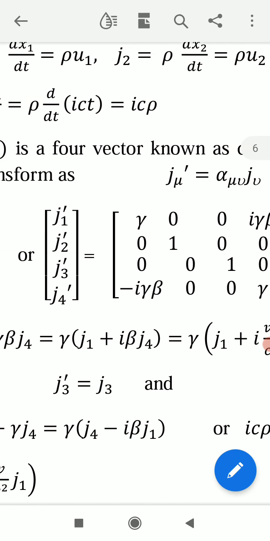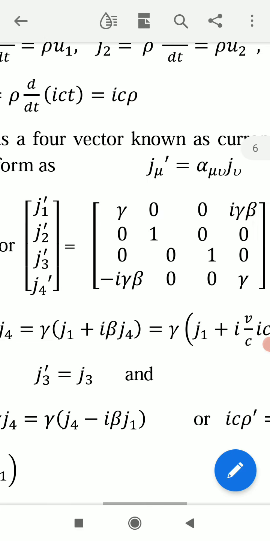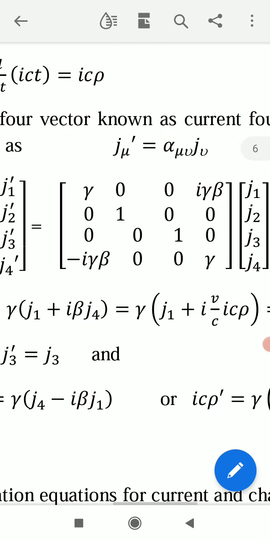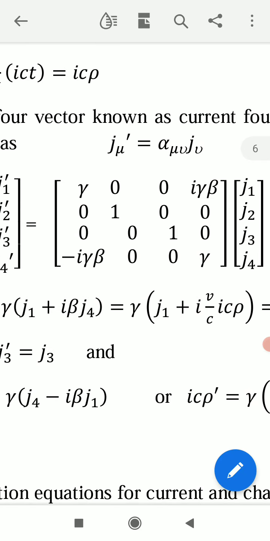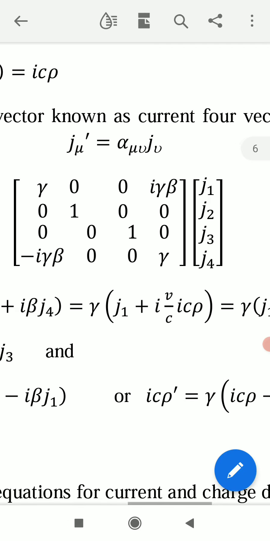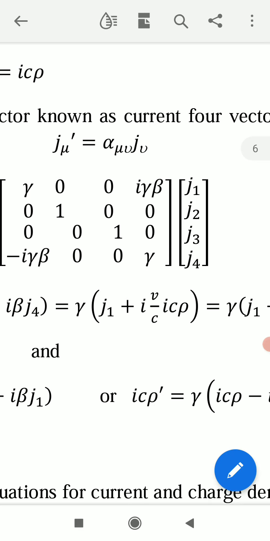J mu dash is this column matrix having 4 components J1 dash, J2 dash, J3 dash, J4 dash. And alpha mu nu is this square matrix having 4 rows. The first row is gamma 0 0 i gamma beta. The second row is 0 1 0 0. The third row is 0 0 1 0. And the fourth row is minus i gamma beta 0 0 gamma. And then J nu is this column matrix having 4 components J1, J2, J3, J4.